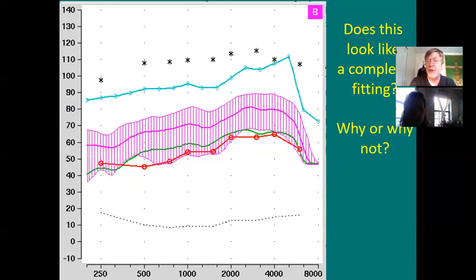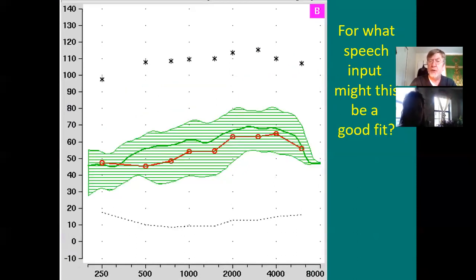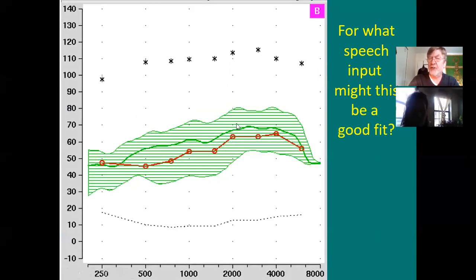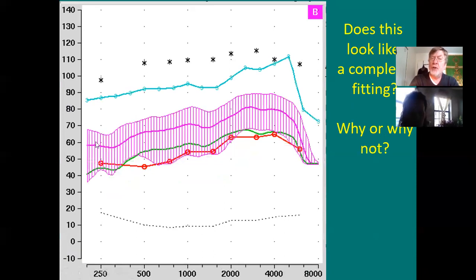Now you're looking at another case here. So what we did was we kept this mean here. Look at the mean, the dark line here. Let's keep that, okay? And now we're looking at more stuff. So now we've got the output for soft inputs in green, and what we've taken away is the range. We're just looking at the mean here. And now we're looking at the pink. And it's like, okay, for what might this be a good fitting?